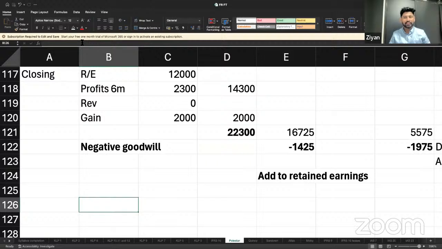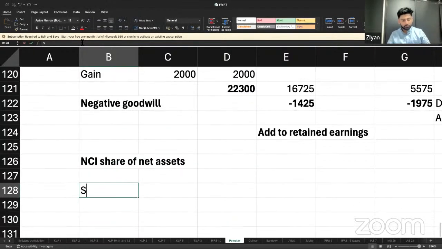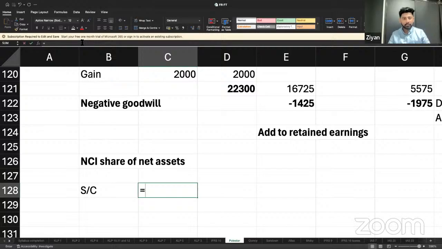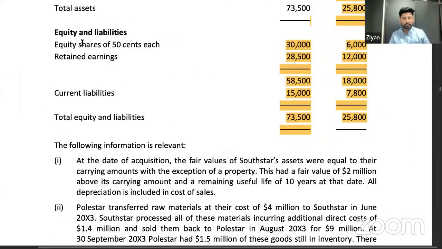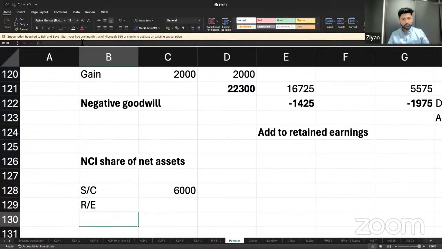Now that I'm done with this, what's next? NCI share of net assets. What do I take? Share capital. My share capital is at 6,000, no changes there. And then retained earnings. Now I'm going to get my retained earnings, so I'm going to get my total.